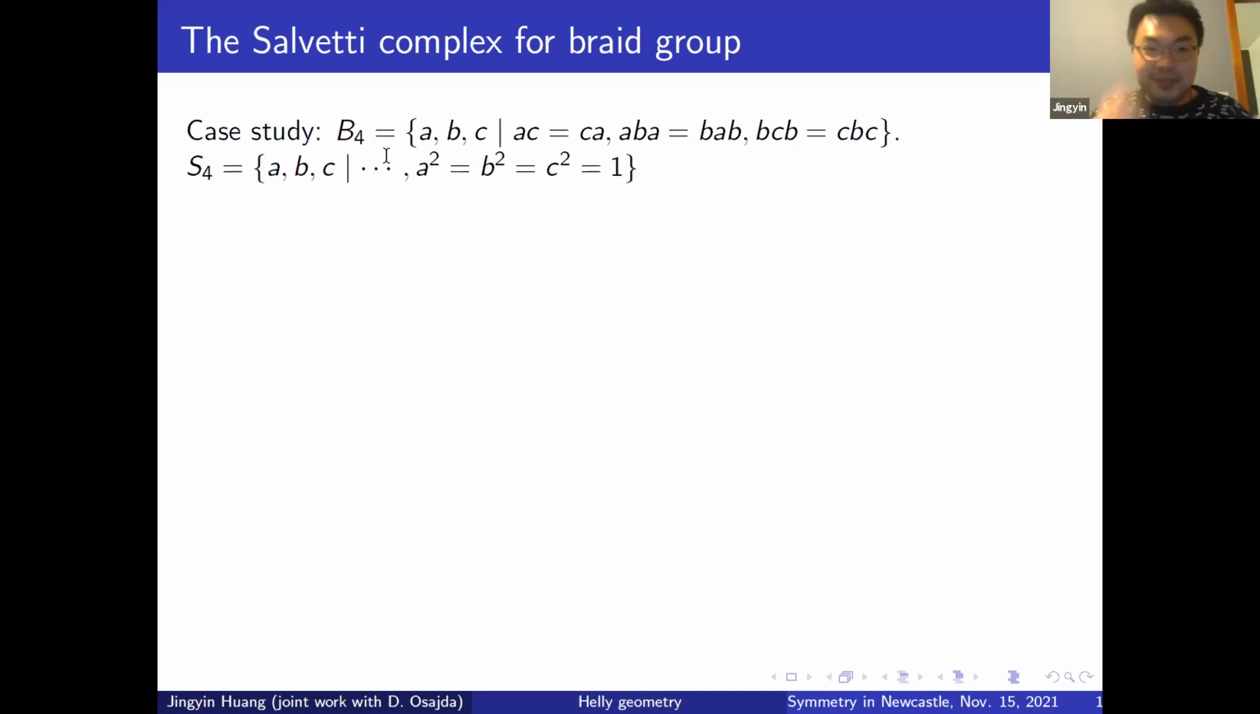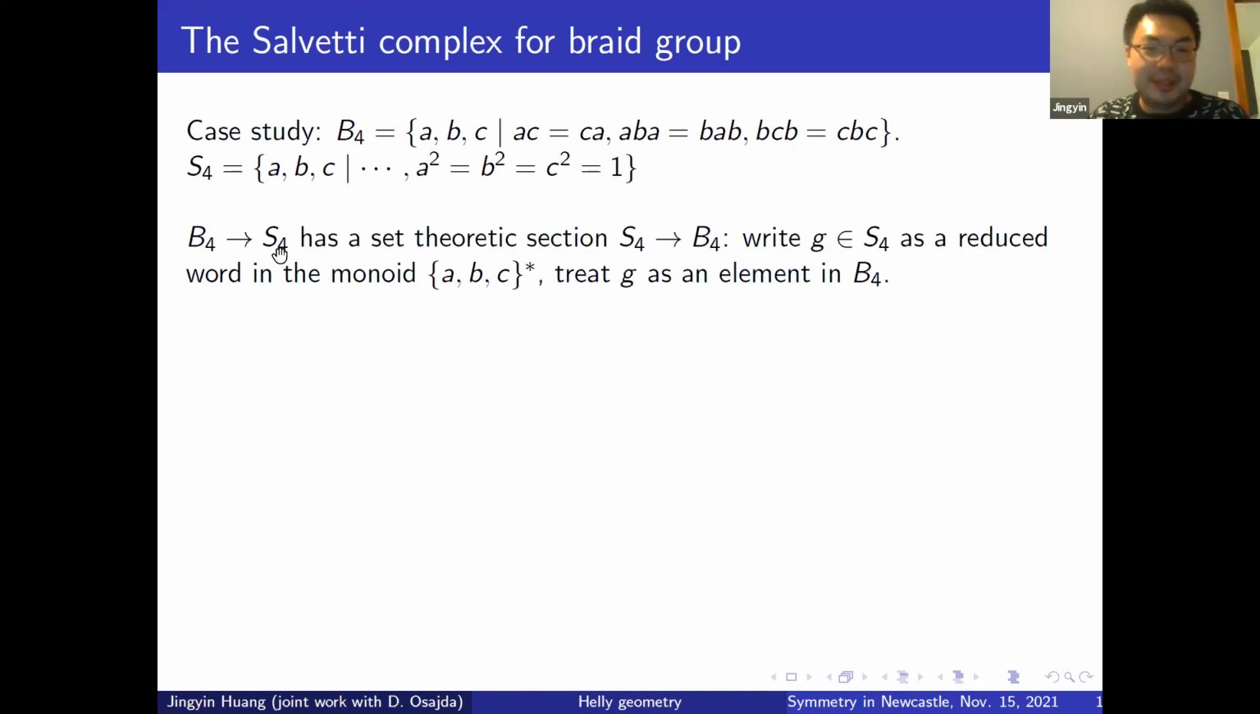Okay, so I take this braid group and then I have the associated Coxeter group. It's basically the same generators and the same relations, but I add a^2 = b^2 = c^2 = 1. That's just the permutation group of 4 strands, the permutation group on 4 letters. So we know that there is a map from B4 to S4. It's just a quotient map.